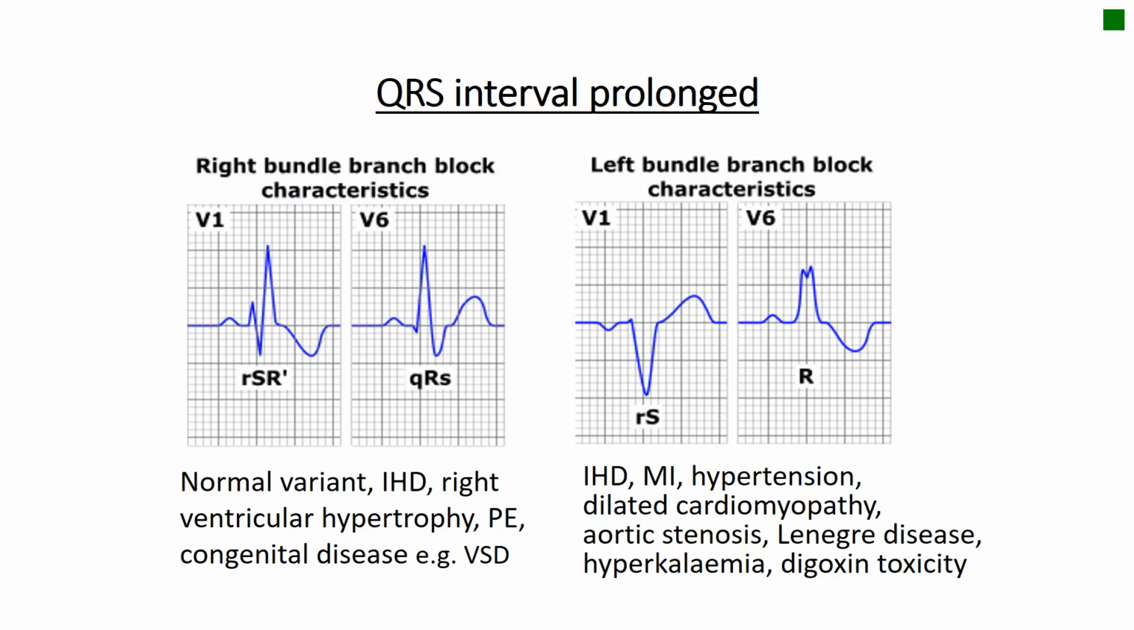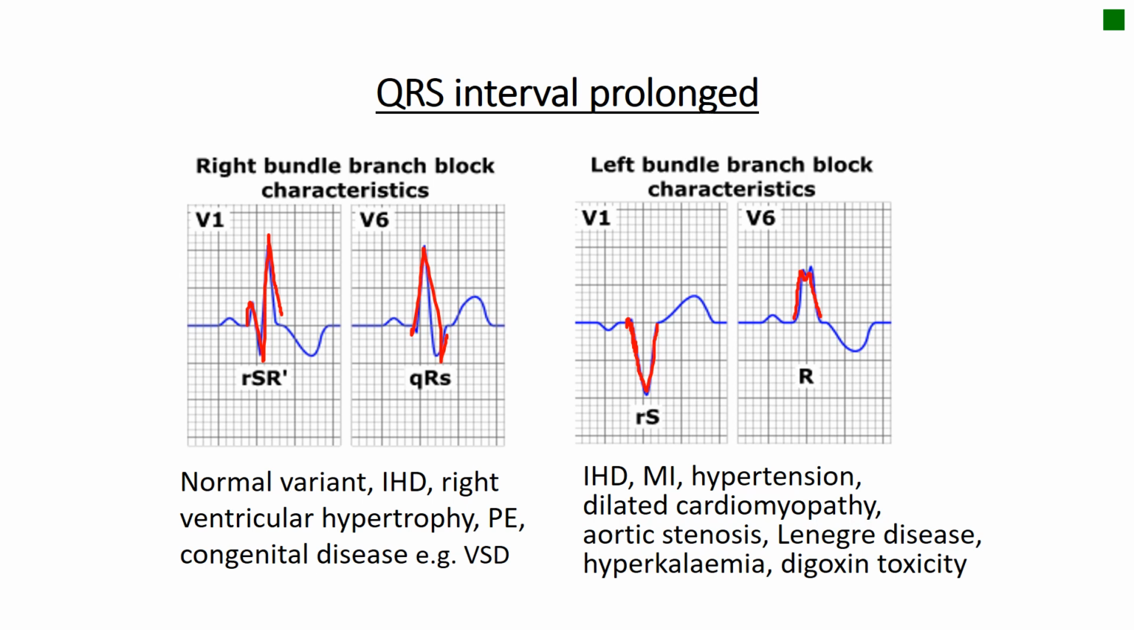The next interval we're looking at is the QRS. Now that's usually in right or left bundle branch block. This is small print, but it's just to let you know. So you get an RSR pattern in V1, and then you get a QRS in V6 in the right bundle branch. In the left bundle branch, you get a deep R, you get a small little R and then a deep S, and then you get this M shape in V6, the Morrow sign, as they call it, M for Morrow.